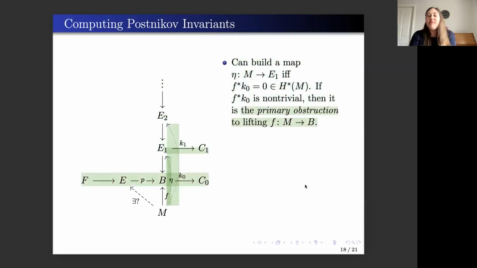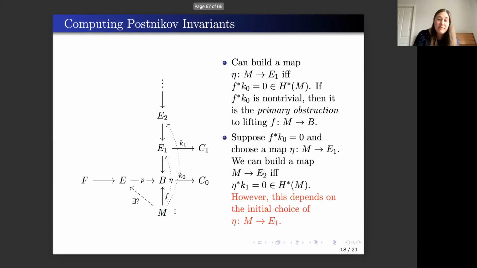Okay. Final thing I need to explain is something I already explained a little bit. Now that we've built the factorization, how do we extract obstruction theoretic data from it? So we need to build a map from M into some high enough E_i, and then that will give us for free a map from M to E, which we're looking for. We try and do it in stages. So we build a map from M into E1. We can do that if and only if F pulls back the first k-invariant to 0 in the cohomology of M. If it pulls back to something non-trivial, then you've found the primary obstruction to the lift.